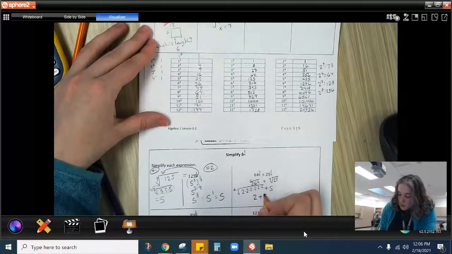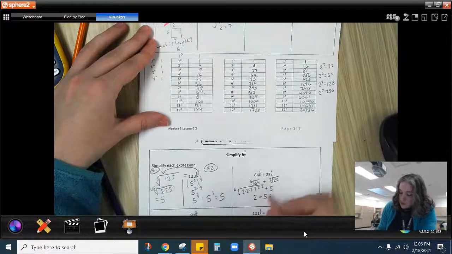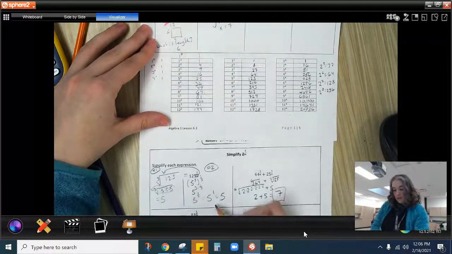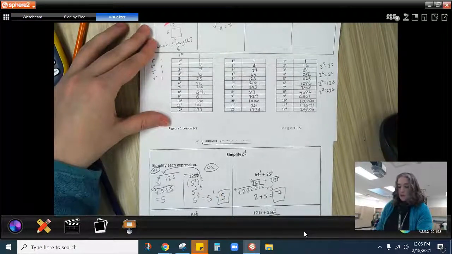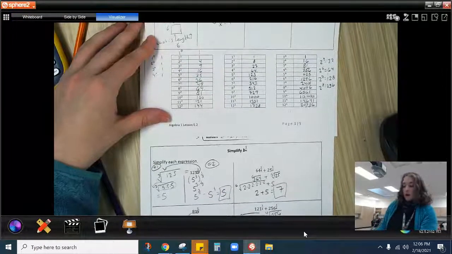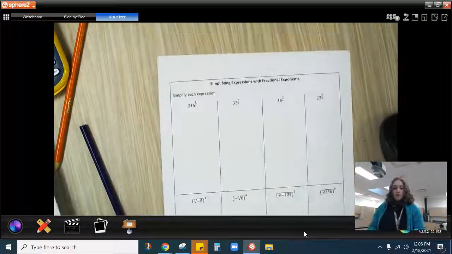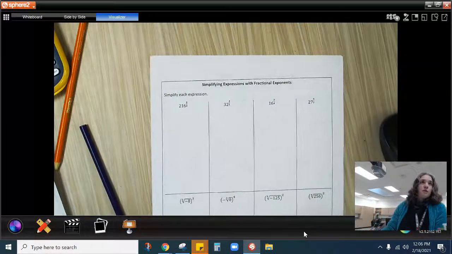So that means we have 2 plus 5, because the 2's can escape, gets us 7. And I will box my answer so you can see it easier. All right, I'm going to turn the page. This is the last page of notes for this part of the lesson. So we want to simplify each expression here.